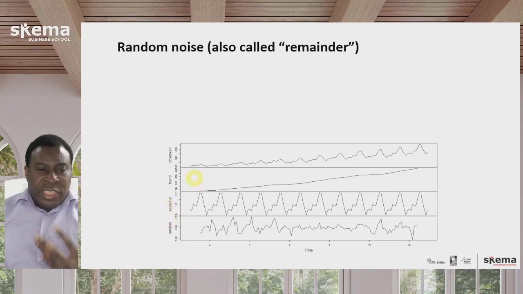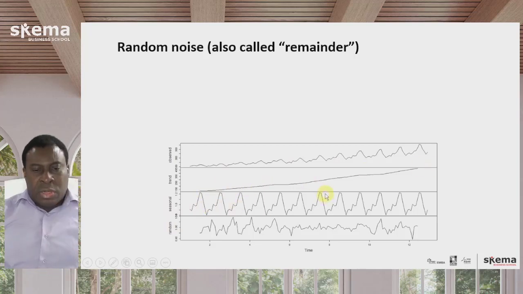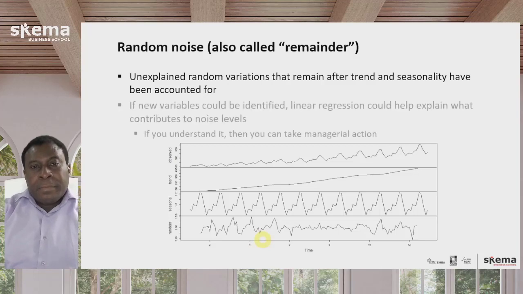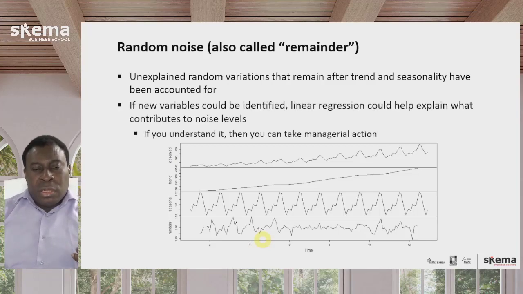Then, after decomposing the observed data for a general long-term trend and for seasonal repetitions, there are some unexplained elements which you just can't explain, and that is the random noise. It's also called the remainder in time series analysis. So now, on one hand, this is what by definition you cannot explain.